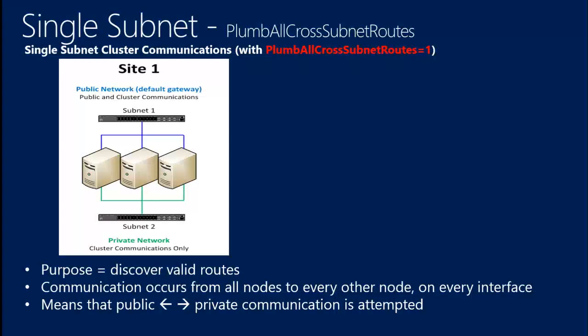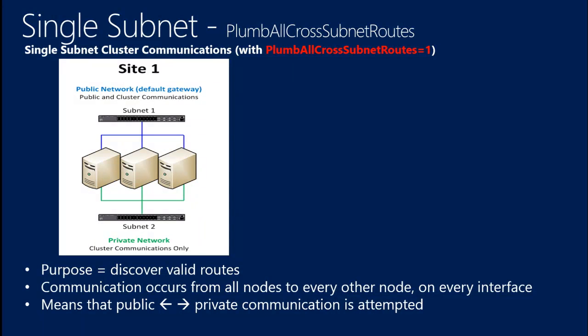There is a setting within Windows Server, and this goes back several versions, for plumb all cross-subnet routes. The reason for that is to discover valid routes that may exist between your public and your private networks or between different subnets. So for example, I said that the communication will typically only happen between the same subnet. Between these 2, we may have a backup network. We may have a router that spans the public and the private networks. And if so, there's a valid communication path there.